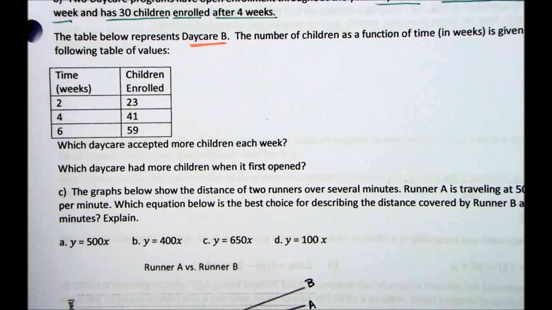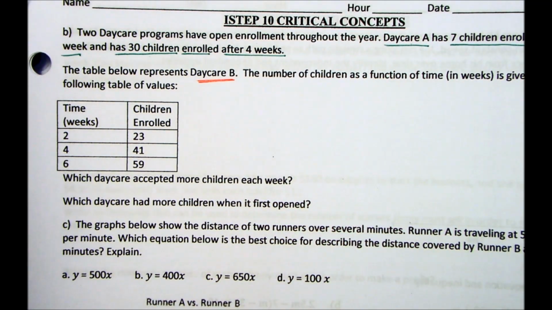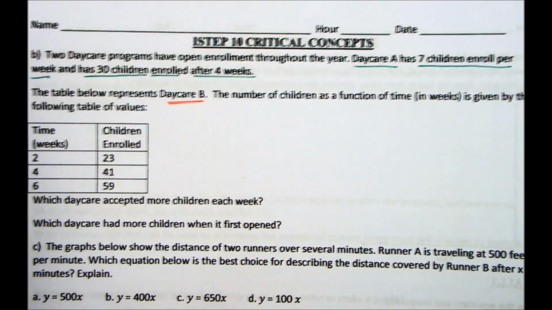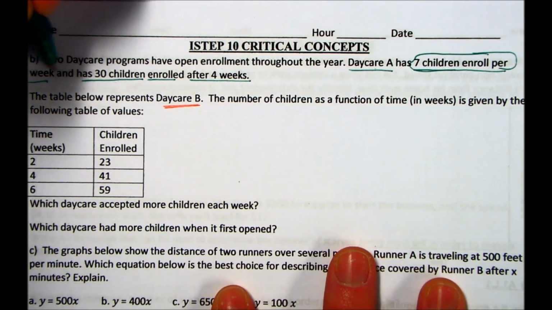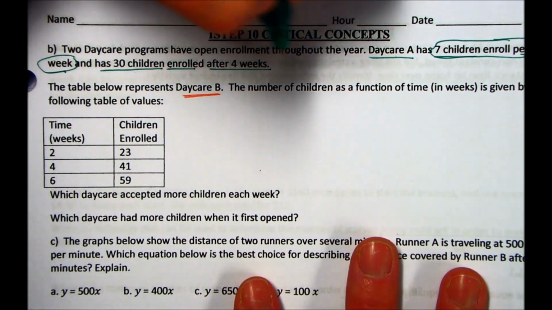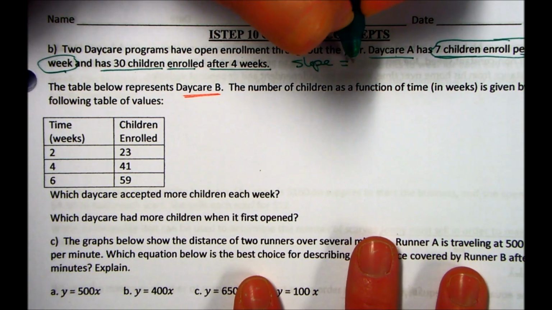Okay, one other thing you may have to do with information like this is actually write an equation to represent the number of children that would be enrolled per week. So let's look at daycare A. If daycare A has 7 children enrolling per week, that sure sounds like a rate. And usually your rate is your slope. So your slope, or rate of change in this case, is 7.